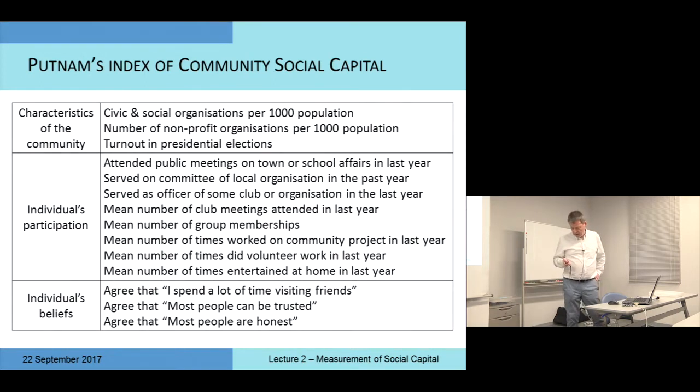And then the final one, in that first column, it's my description, so I'm sorry, I keep pressing the wrong one. Characteristics of the community, individual participation. Call this one individuals' beliefs. The bottom two probably are beliefs. I'm not sure if the first one's a belief. Individuals are asked, do they agree with the statement, I spend a lot of time visiting friends? And the idea being, if you strongly agree with that, that's more social capital than if you disagree or strongly disagree.